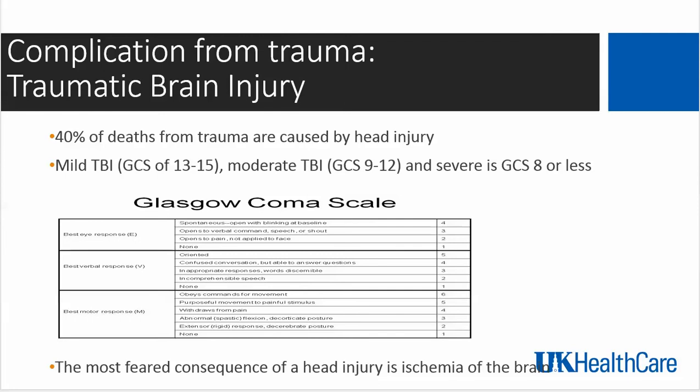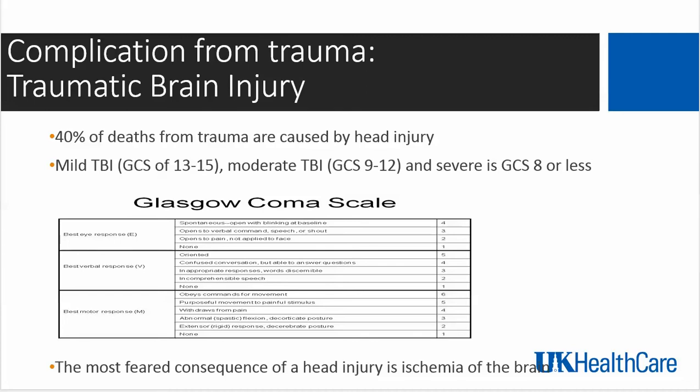Traumatic brain injury is classified as mild, moderate, and severe, and this is based on the patient's initial presenting GCS, Glasgow Coma Scale. For mild traumatic brain injury, patients present with a GCS of 13 to 15. For moderate traumatic brain injury, the GCS is 9 to 12. Severe traumatic brain injury is classified as a GCS of 8 or less.